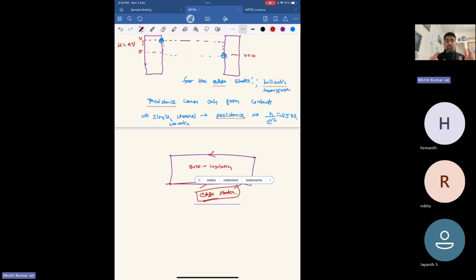So whatever Fermi level concept you define, all those things are for the bulk transport, and they will talk about a system which is infinitely large, so they don't care about the edge states. But real systems are finite, they have their edges, and if the bulk is insulating and the conduction happens only through edges, then yeah, these things hold.